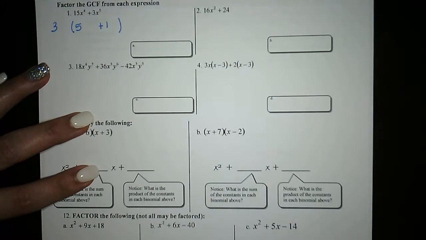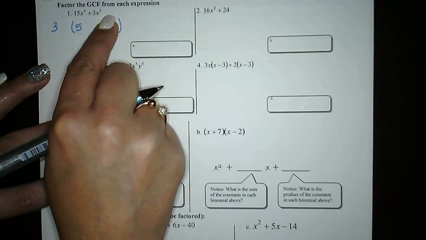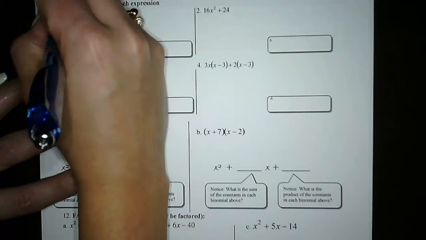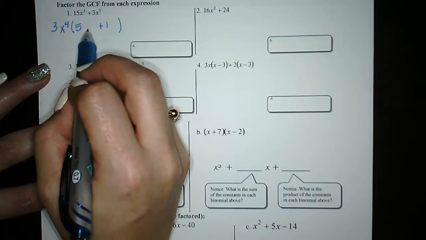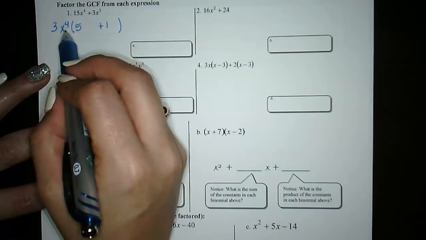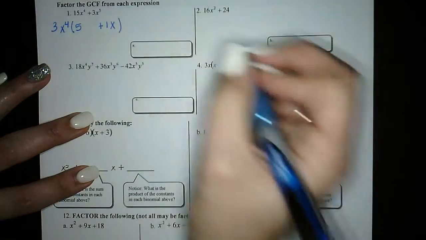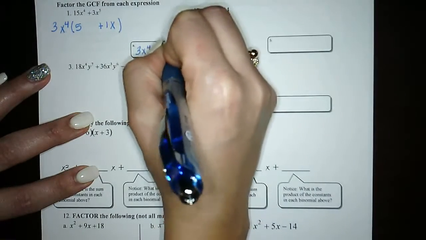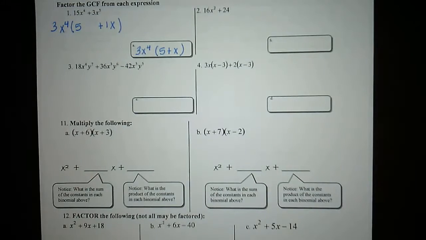Now looking at the variables, I have 4 x's in the first term, 5 in the second. So how many total x's can I take out of both? 4. And if I do that, 4 minus 4 is 0, so there's nothing here. And then I have 5 x's, I took away 4. How many are left? 1. So my greatest common factor is 3x to the 4th, and what's left? 5 plus x.